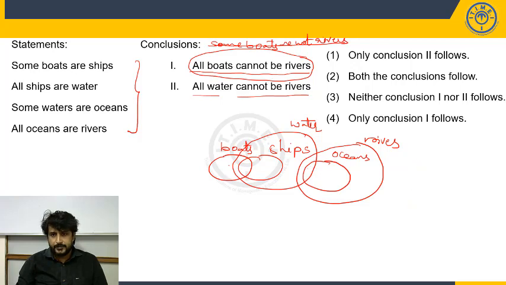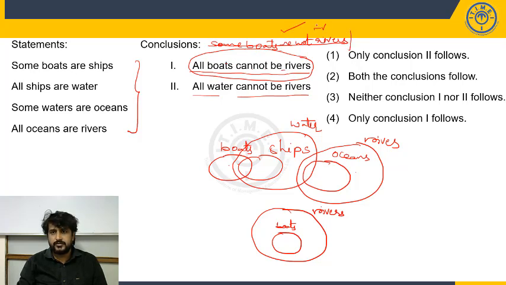Let's check that. Boats are here and rivers are here, right? Now, can we draw the diagram like this, with boats inside the rivers? This is what they are expecting. All boats cannot be rivers. So I am trying to negate it. All boats cannot be rivers is the same as some boats are not rivers. Some boats are not rivers is true.